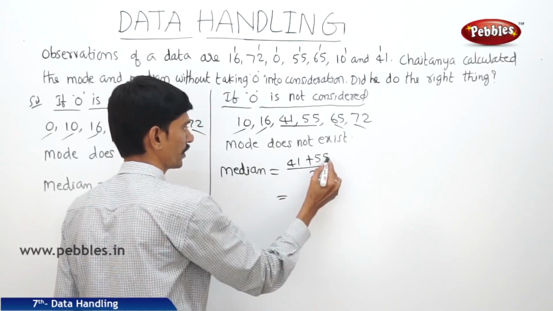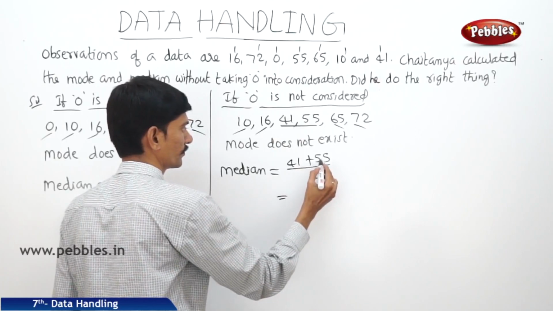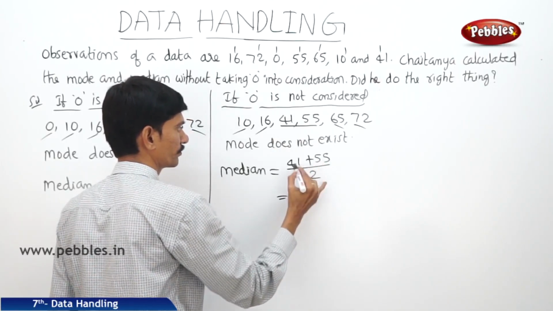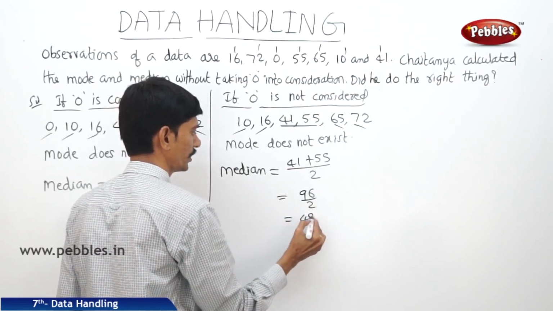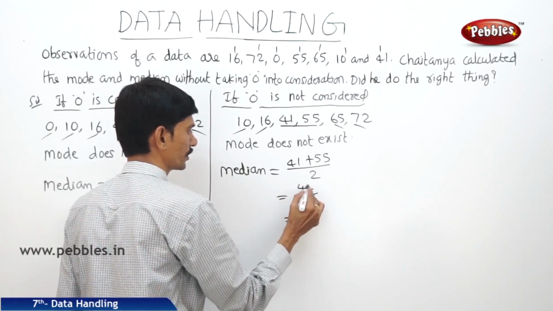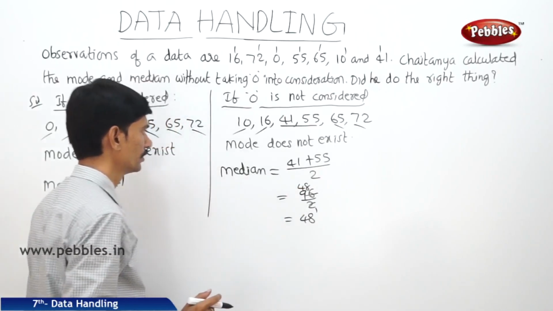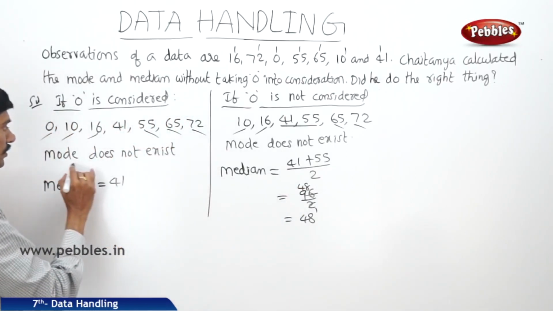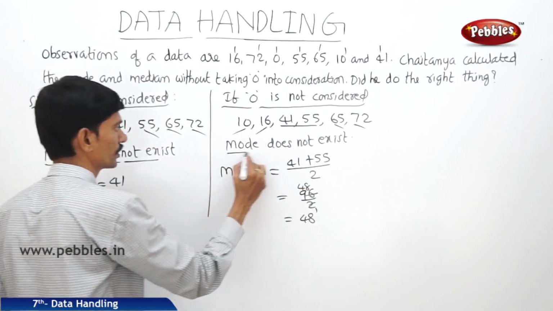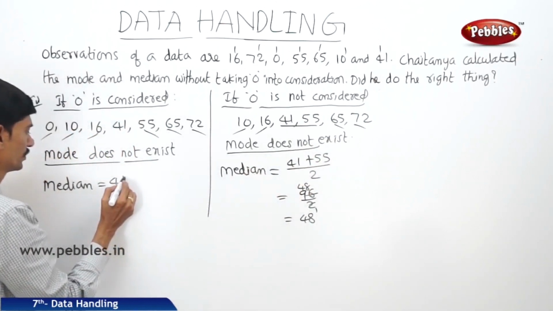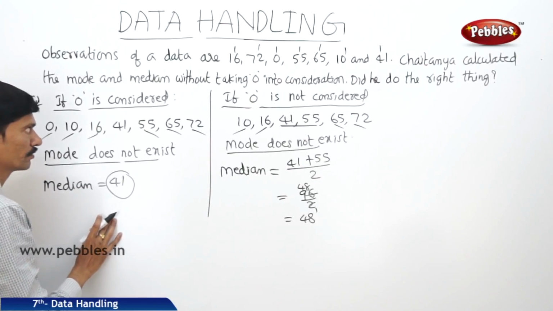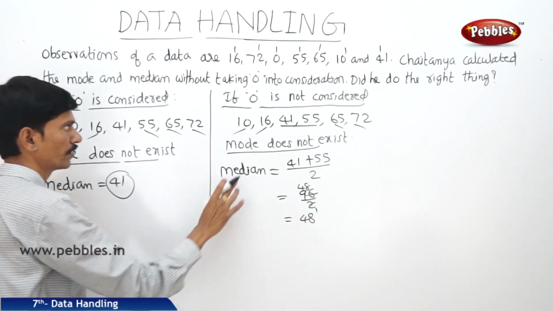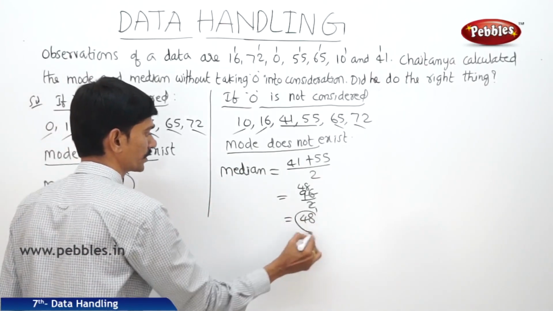So this equals 5 plus 1, 6, and 5 plus 4, 9, so 96 by 2, which equals 48. 2 1s are 2, 2 48s are 96, that is 48. So in both the cases, mode does not exist, but the median is 41 when 0 is considered, and when 0 is not considered, the median is 48.